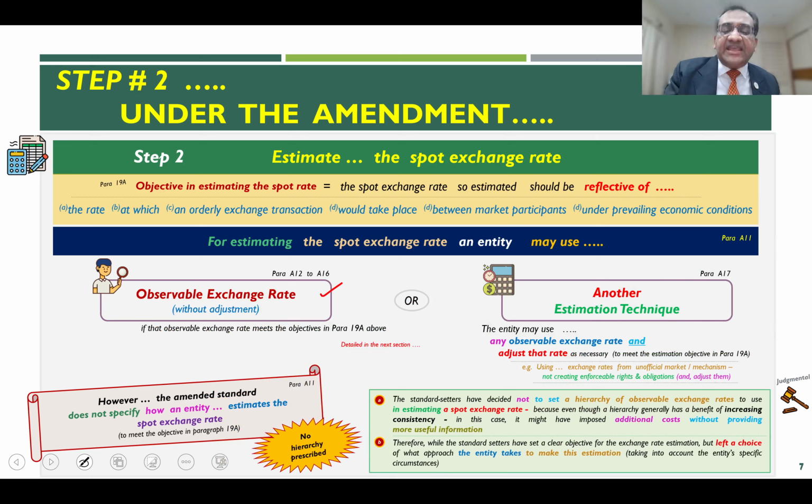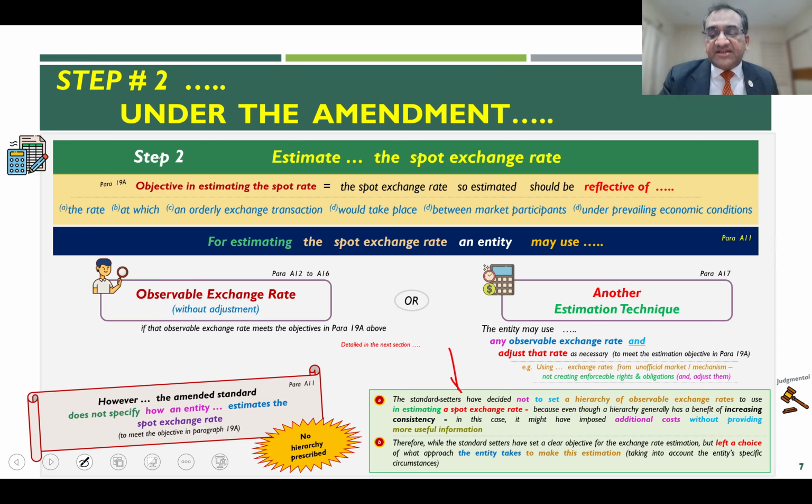Also, there is no hierarchy which is given. No hierarchy is prescribed in the amended standard. There was a lot of discussion in terms of should there be a prescription in terms of which one should be preferred. So no specific hierarchy has been given. Of course, in the larger scheme of things, if exchange rate is determined from observable sources, it will be consistent with the guidance in the fair value measurement standard, and therefore technically that would be preferred. But for all practical purposes, the standard does not give a hierarchy.